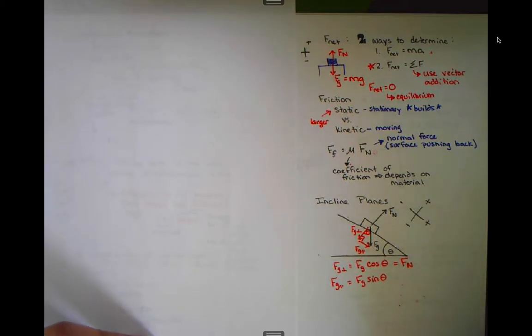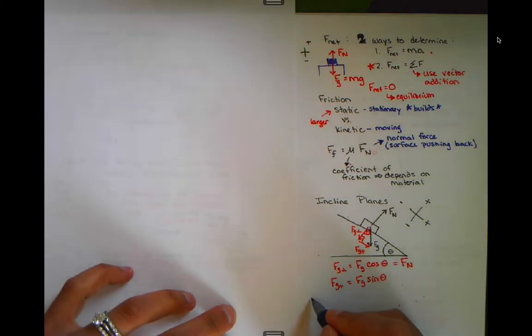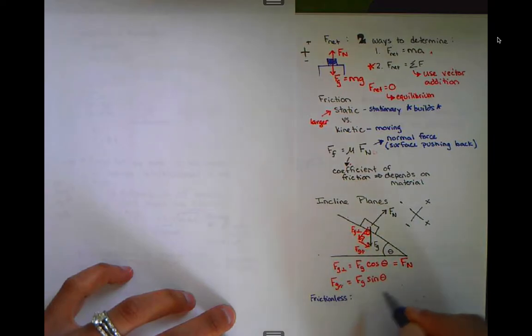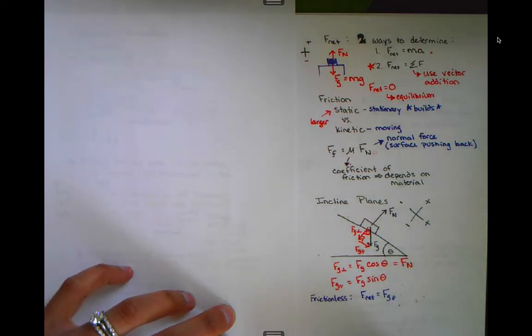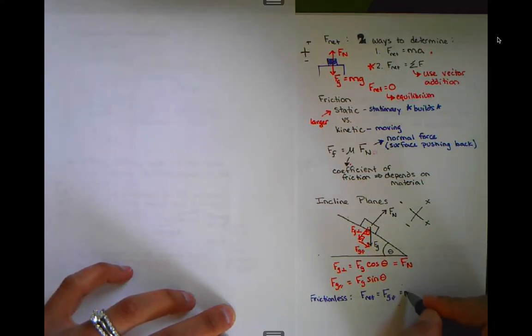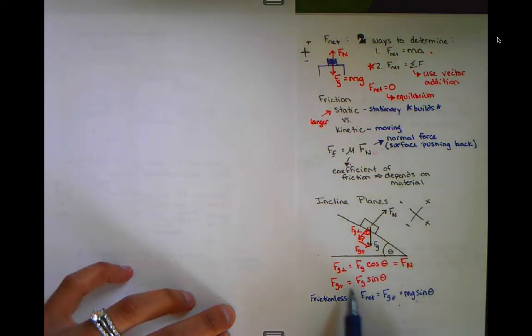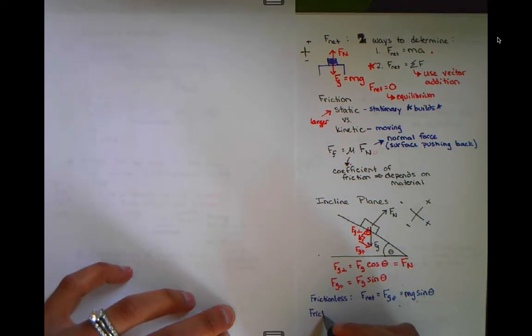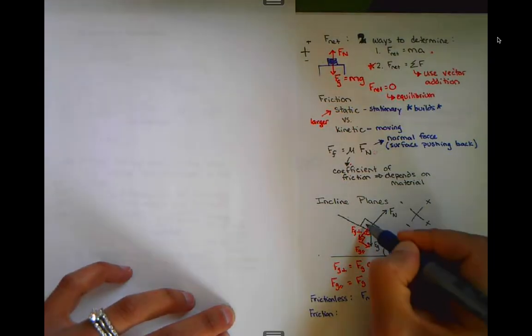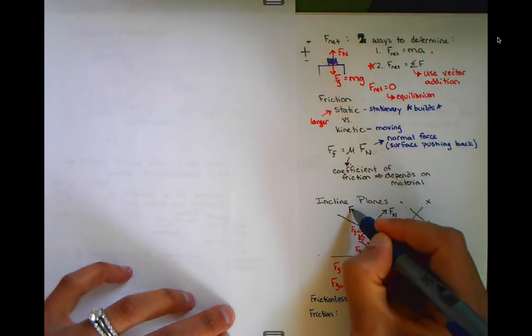Very, very important. So if this is frictionless, so if we have a frictionless incline, the net force will be equal to Fg parallel. Right? So essentially this is m times g times the sine of theta. Right? Because these two forces cancel. If there is friction, that means we have to add a friction vector going up the incline.